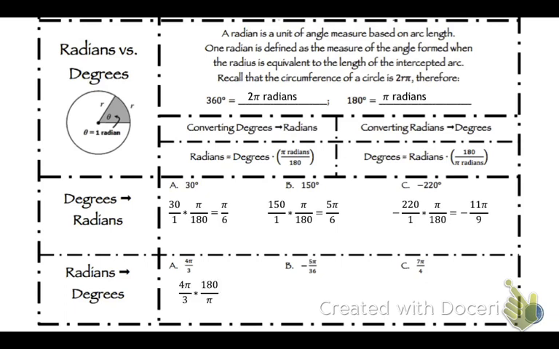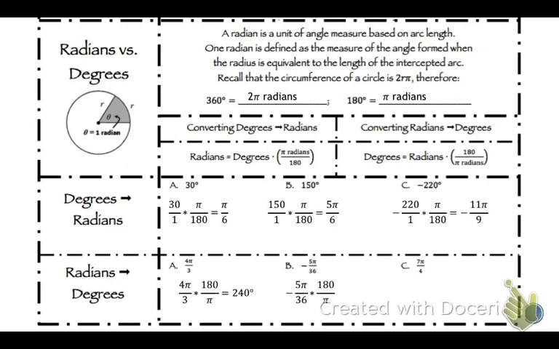So if we have 4 pi over 3 times 180 over pi, that becomes 4 pi times 180 over 3 times pi, which is 4 times 180 times pi over 3 times pi. Those pi's cancel. They're gone. 3 goes into 180 60 times. 60 times 4 is 240, so that's 240 degrees.